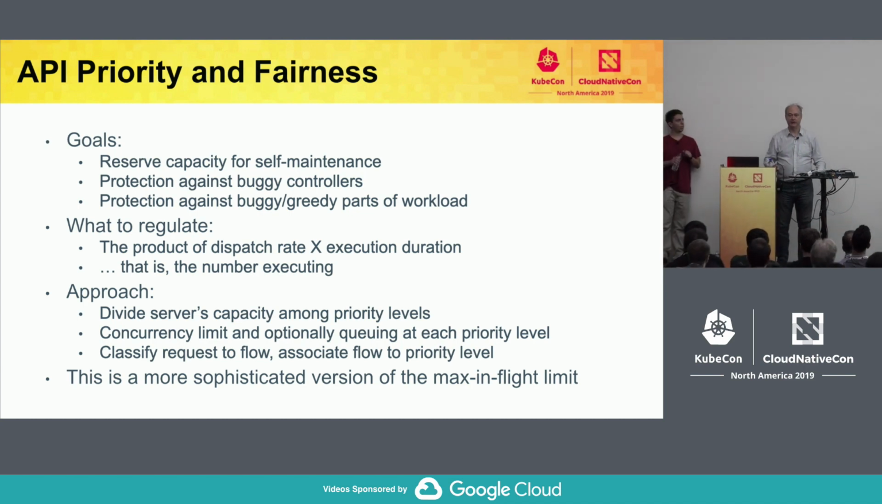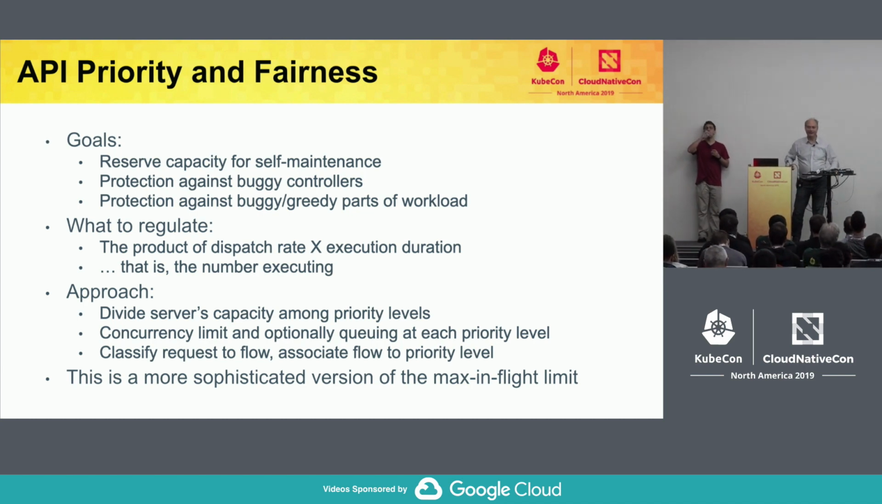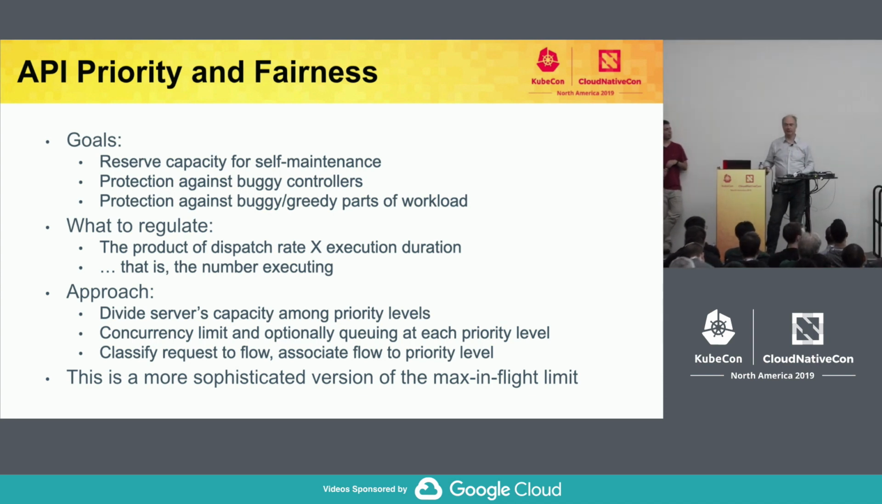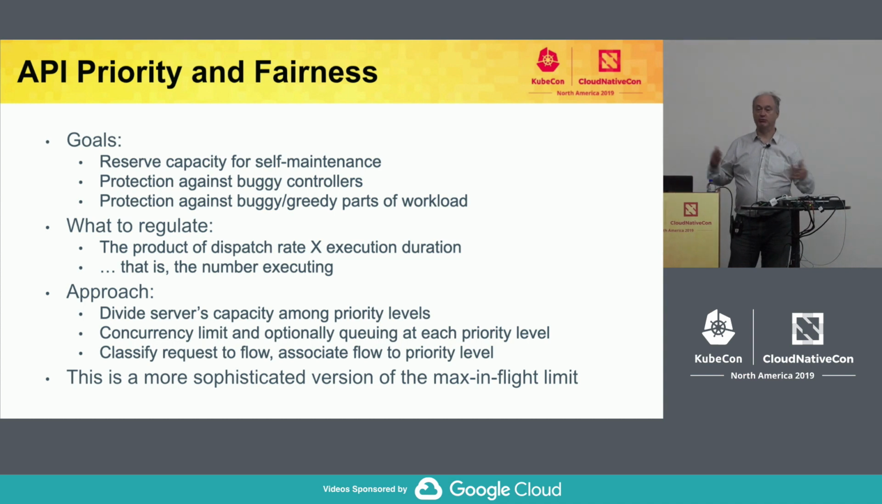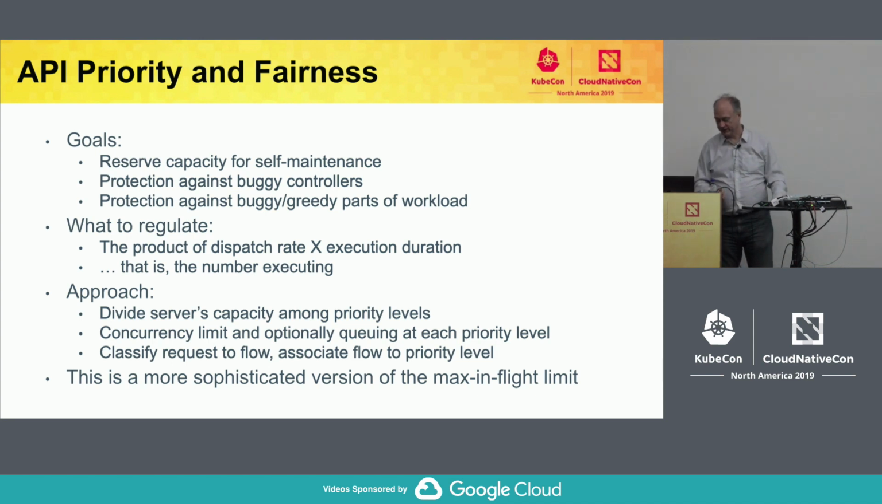Okay, that's better. All right, so we're working on adding a new feature. There's a KEP for it about API priority and fairness. The concern is getting some self-protection in the control plane. Currently, buggy controllers, buggy or aggressive clients can take down the control plane just by overloading it. We want to provide some self-protection.